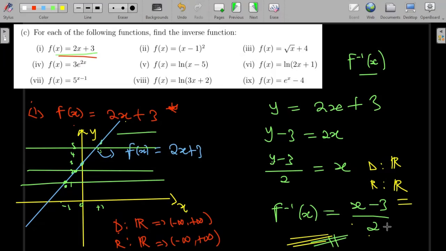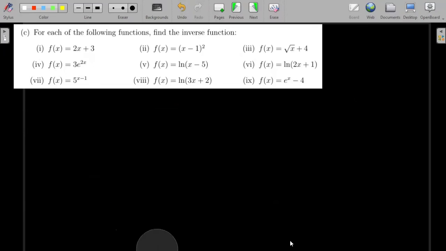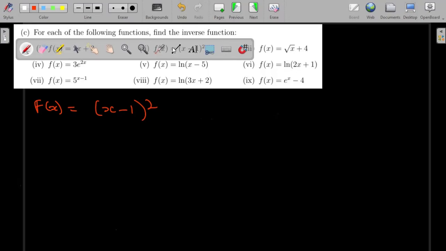We found the inverse here, and we've also stated the domain and the range. Let's go to part two. On part two, we have f of x equals x minus 1 squared. Is this function one-to-one? What we do is try to sketch it.